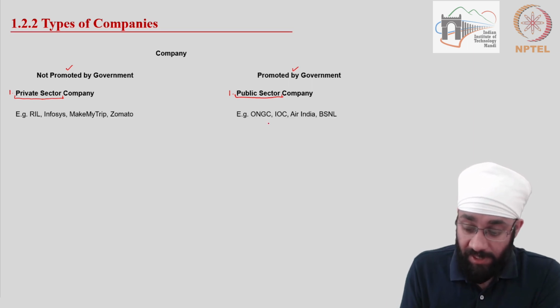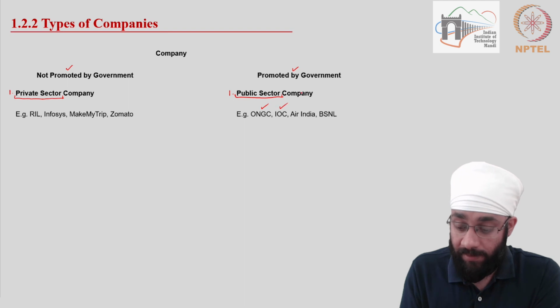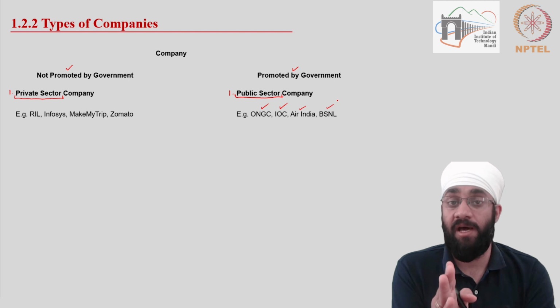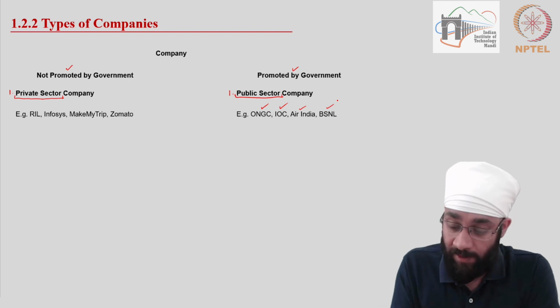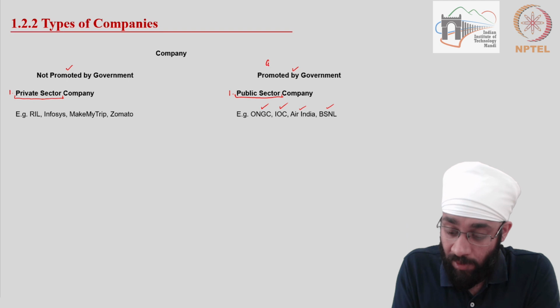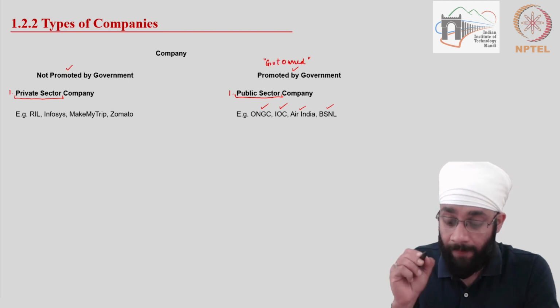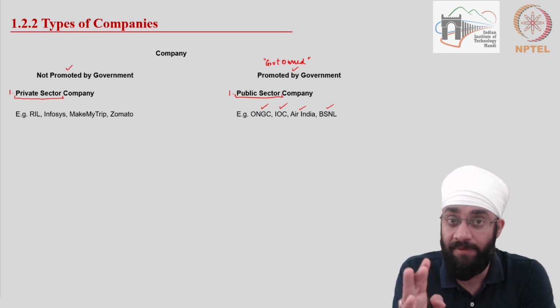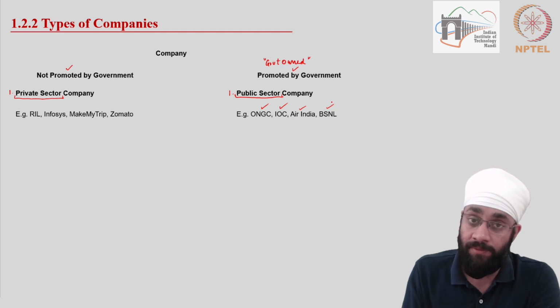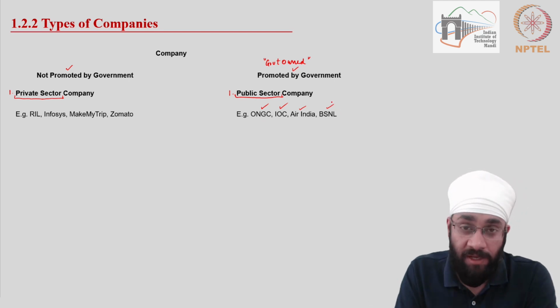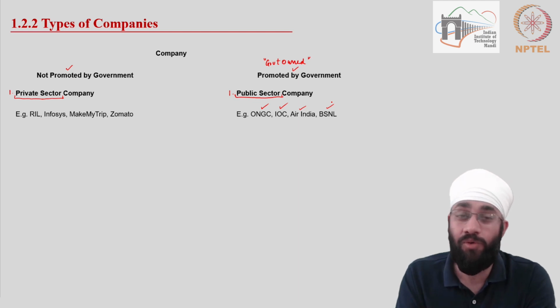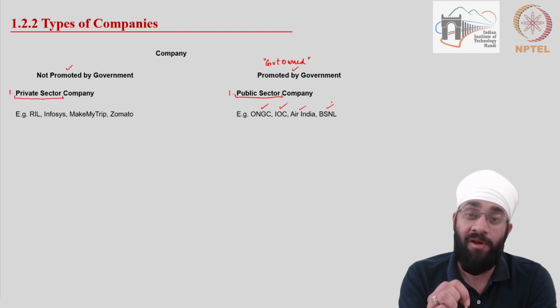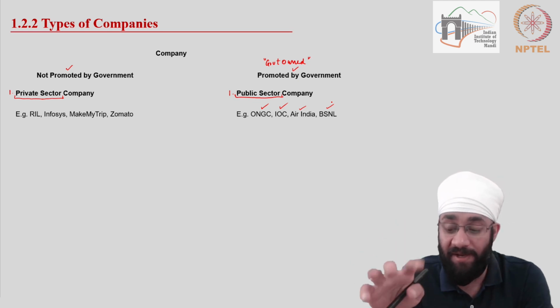Examples of public sector companies are ONGC, IOC (Indian Oil Corporation), Air India, and BSNL. All of these are government owned companies. The government holds more than 50%, at least 51% of the shares in these companies, meaning the majority of the investment is by the government. So the government can take a decision. Whoever puts in more money has more votes on a decision that is made.